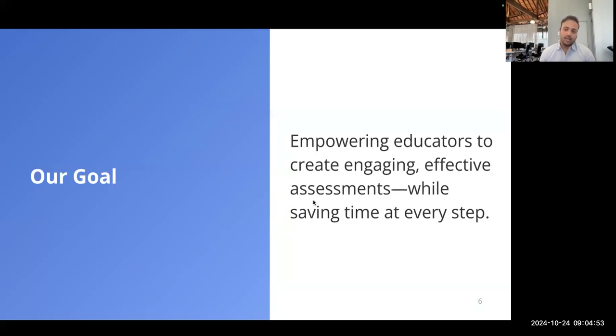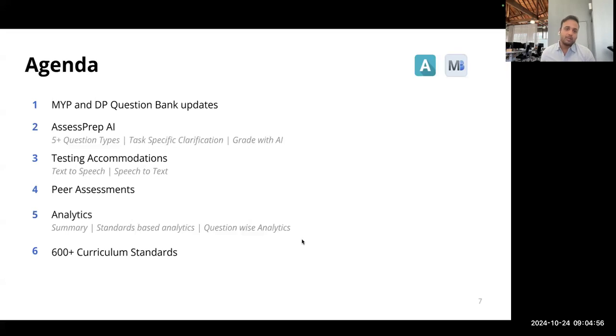If I talk about today's agenda, it's mostly about some of our latest updates and how we are helping schools support their MYP and DP assessments. I'll be talking about the question bank updates, the exciting features we've come up with in AssessPrep AI, the new question types we've launched, and how you can generate task-specific clarifications using AI. Then the most exciting feature: how you can grade not only typed, but even handwritten submissions with AI, and the new modes that we now offer.